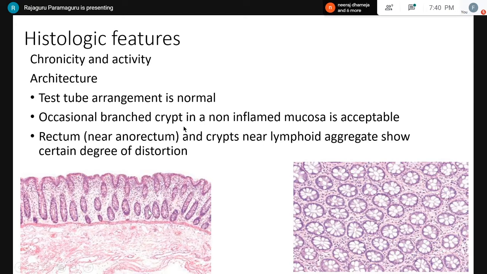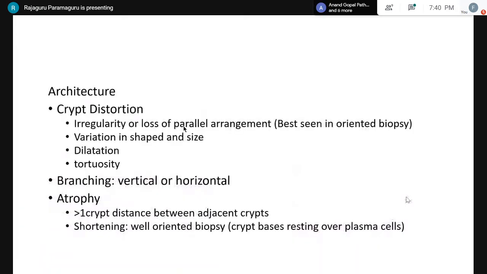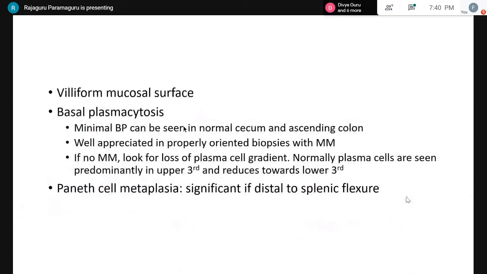So there will be loss of the plasma cell gradient, which can be appreciated in this tangential cut also. That can be a useful marker to demonstrate basal plasmacytosis if you do not have a muscularis mucosae in the biopsy section. Another important feature is Paneth cell metaplasia, which has significance when it is distal to the splenic flexure. Up to the transverse colon, it is normally present, and after the splenic flexure, the presence of Paneth cell metaplasia is abnormal.